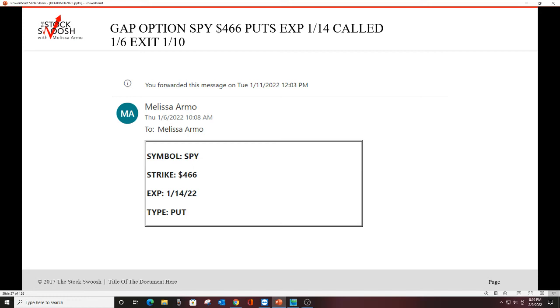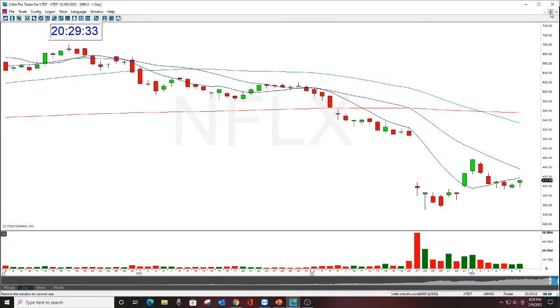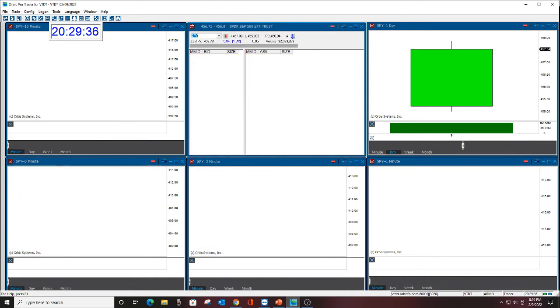Then the 466 spies, which was the six, around 10 o'clock. 470 cost, two contracts, $940, sold at 950, profit $960, 102% return on investment. Now let's look at the spy. So this was the six. Again, I saw the Qs were really going to go. This was January, so again, this is more than a month ago.